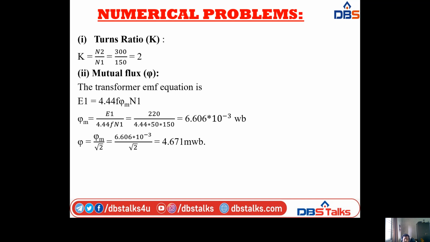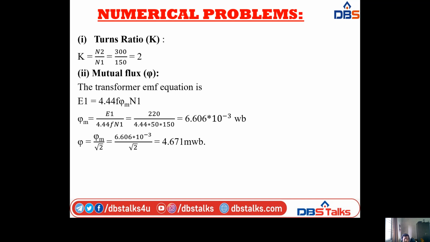By using transformer EMF equation, E1 is equal to 4.44 f phi m N1. So from that, phi m is equal to E1 by 4.44 into 50 into 150. E1 is 220. 220 by 4.44 into 50 into 150, that is 6.6 into 10 power minus 3 Weber.